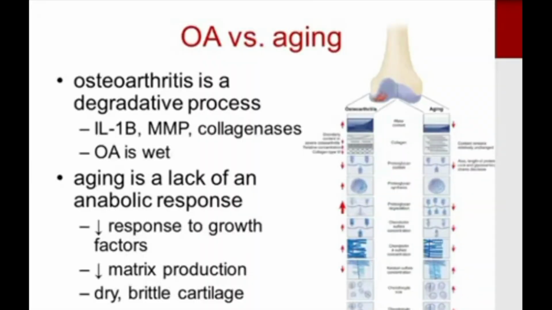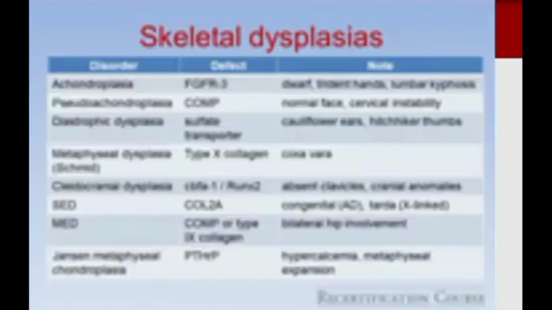Now with aging, you have a lack of an anabolic response. So we talked about osteoarthritis as a degradative process where you actually have inflammatory mediators which help to cause osteoarthritis. With aging, you have a lack of response to growth factors. You have decreased matrix production and it produces dry and brittle cartilage. So osteoarthritis has an increased water content, normal aging has decreased water content.